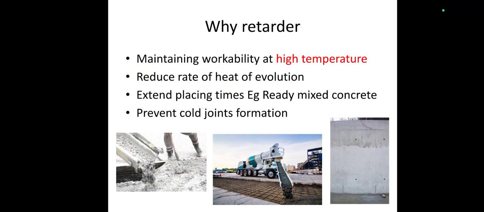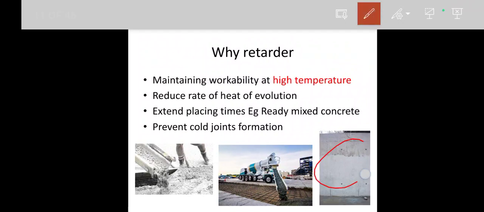Suppose I want to do concreting for a 3 kilometer stretch. One day I can cover only 1 kilometer, and the next day I should continue with the work. In that case, cold joints will be formed. There will be a weak zone between the old concrete and new concrete, so bonding won't happen. It will act as a weaker zone. Here you can see this picture of cold joint formation, old concrete, new concrete. To prevent this cold joint formation, we have to increase its setting time.